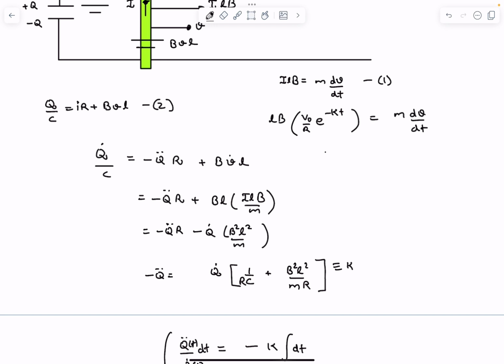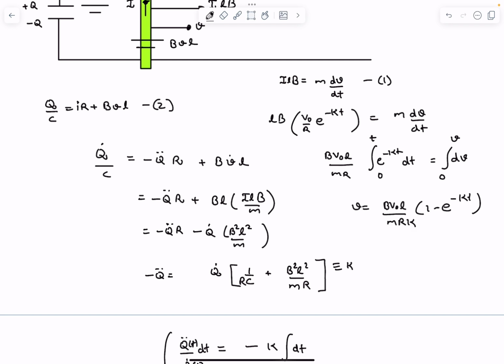So now we are going to just integrate this. So this will be B V0 L divided by mR times e to the power minus kt dt equal to dv. At time t equal to 0, the velocity was 0. So let's figure out the velocity function with time. The velocity function comes out to be this particular value. So this plot looks something like this. It attains a steady state value as t tends to infinity.